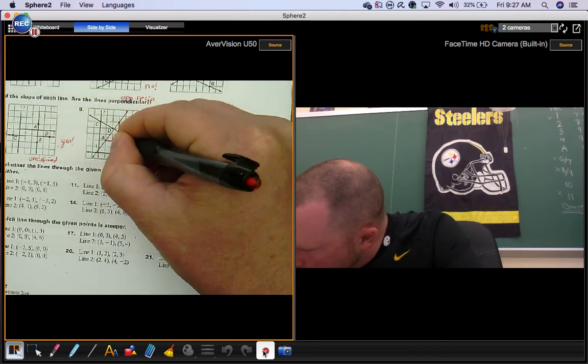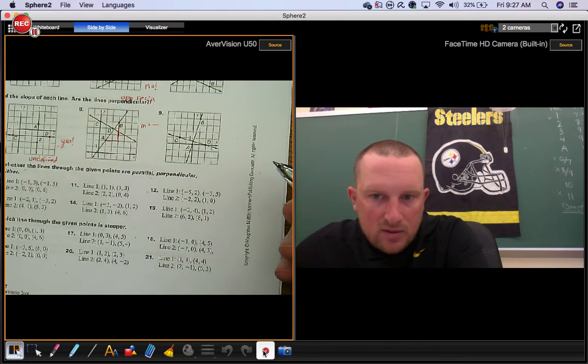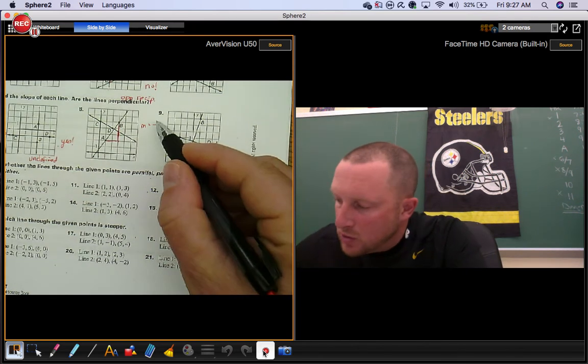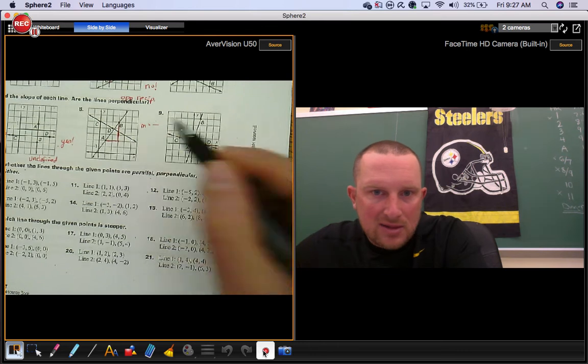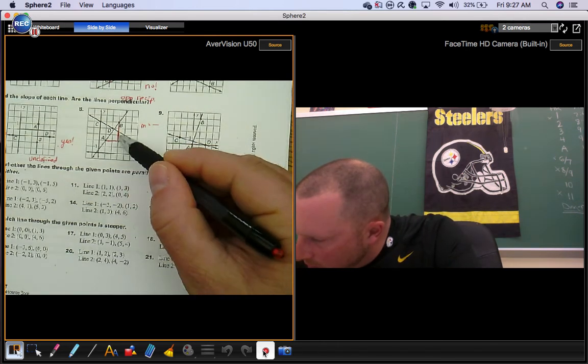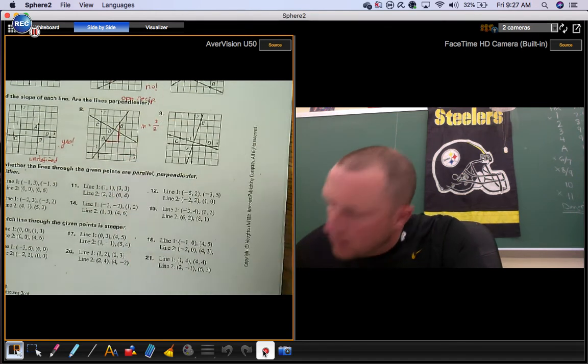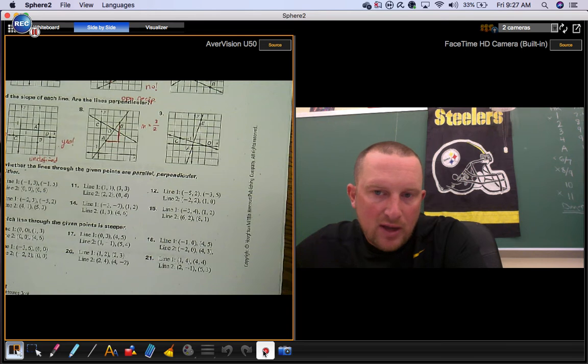I'm going to the right and then I'm going up. And it doesn't matter if you go to the right first or up first. Just make sure you put your rise in the numerator. So my rise, and I'm counting by ones here, is 1, 2, 3. And my run is 2. So the slope of the uphill line is 3/2.